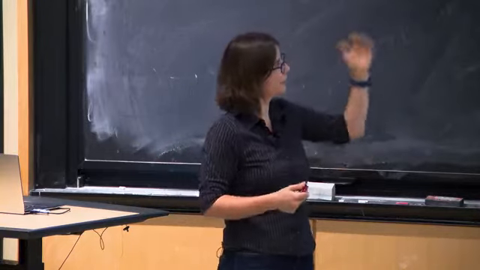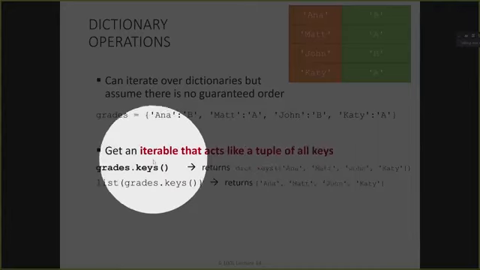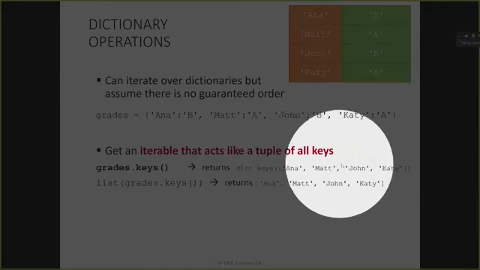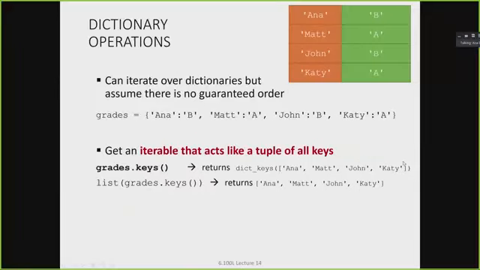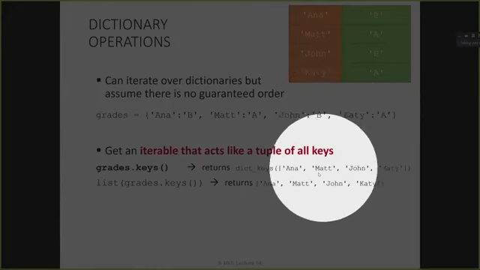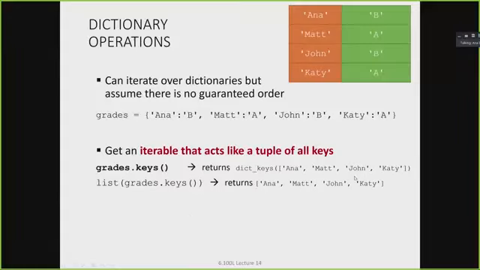So this line of code, grades.keys, returns this iterable, you can think of it like a list of all the keys in the dictionary. Again, they're not ordered, right? I mean, they're ordered in the order that I added them into the dictionary: Anna, then Matt, then John, then Katie, but they're not sorted in alphabetical order. If you have integers, they won't be sorted in ascending or descending order, so it's best to just not assume an order to begin with.